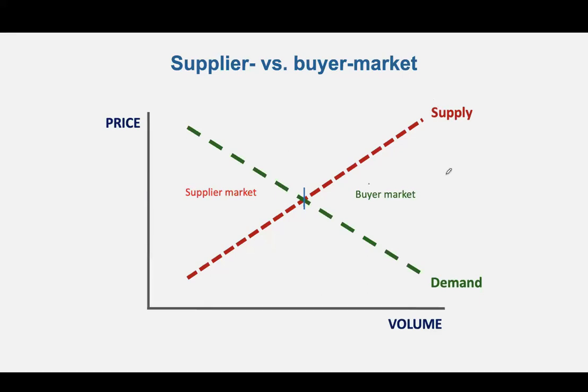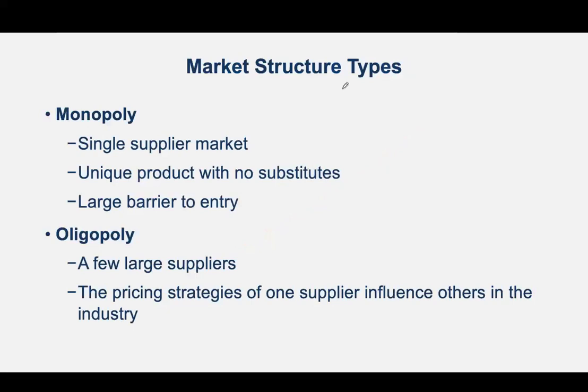So a supply manager needs to keep this in mind: prices fluctuate as a function of supply and demand. Another thing that determines prices of products is market structure type, whereby we have two types, monopoly and oligopoly. In monopoly, there's a single supplier and a unique product with no substitutes. One example of monopoly is utility companies that provide electricity, gas, or water services. These utility companies usually have a monopoly.